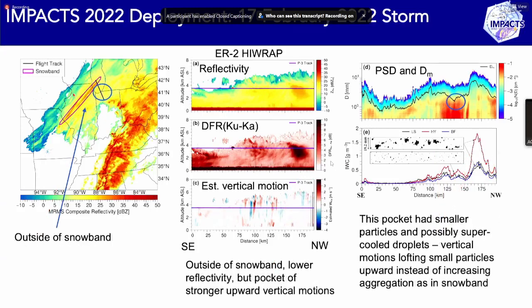Outside the band, I'm now focused on the earlier part of that leg. You see that not that much enhancement is going on, but there were some interesting little bursts of vertical motion in that region, and they're coincident with smaller particles. Again, some potential enhancement of ice water content, and we were hypothesizing that there was some lofting of supercooled droplets in that particular region at that time.